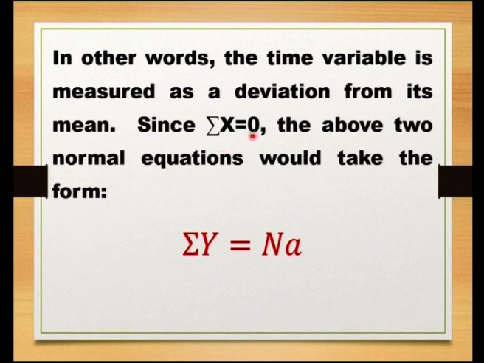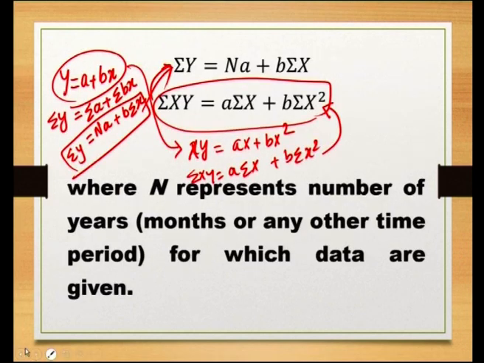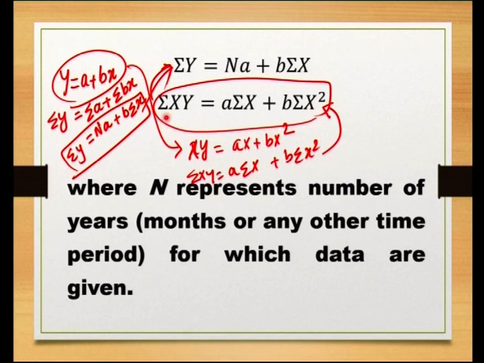Since summation x is equal to 0, the above two normal equations take this form. We will have only summation y is equal to n a, and summation xy is equal to b into summation x square, because the other term becomes 0. When we find summation y, we get a just by dividing with n. When summation xy and summation x square are found, then we can calculate b as summation xy by summation x square.